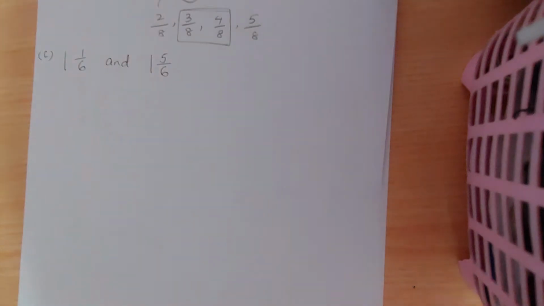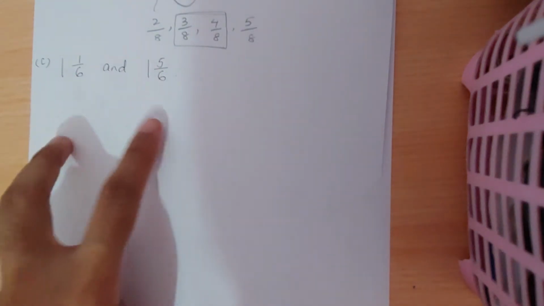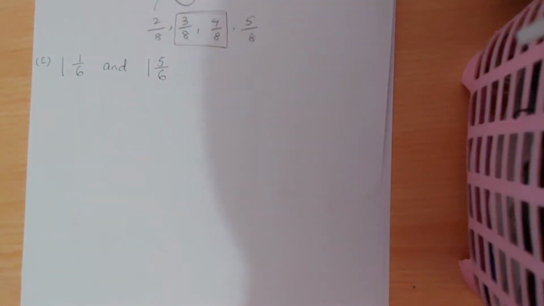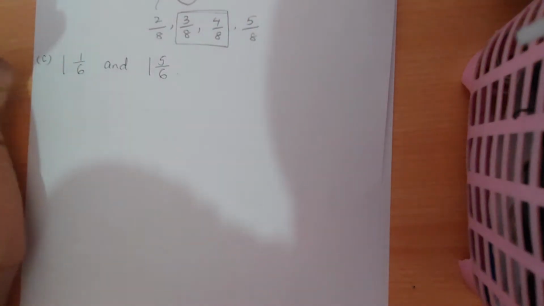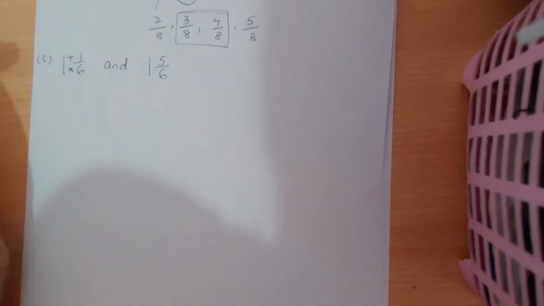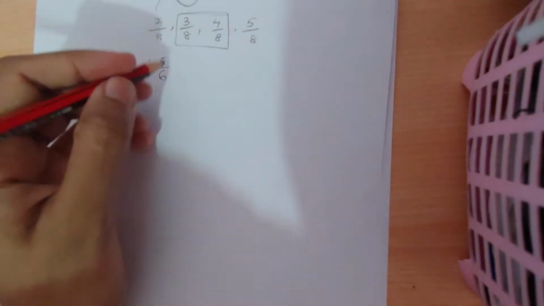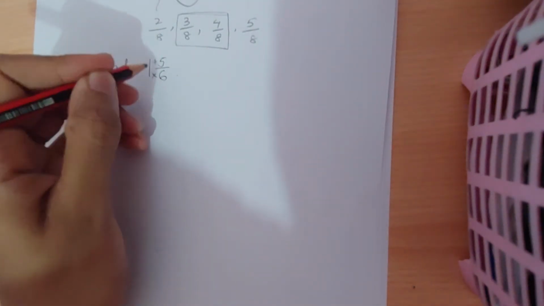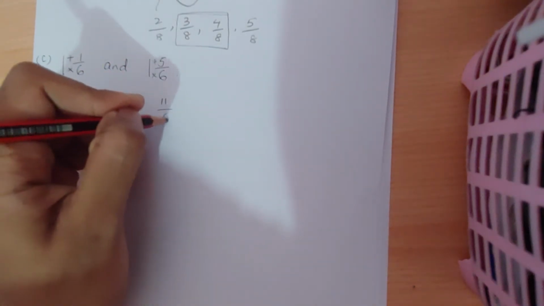The question asked was to find a rational number found between these two mixed numbers, right? What we'll do first is make them become improper fractions. How to do it is simply you multiply and you add up. Therefore, you will have 1 times 6, 6 plus 1, you will have 7 upon 6. And here you will have, again, 1 times 6, 6 plus 5, 11 over 6.